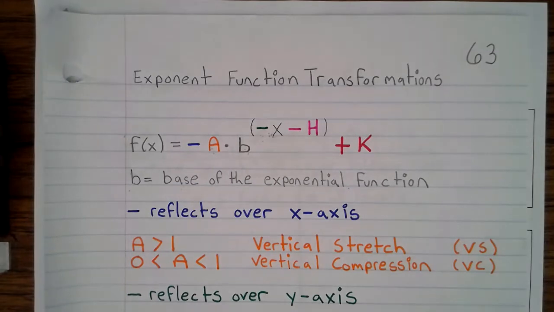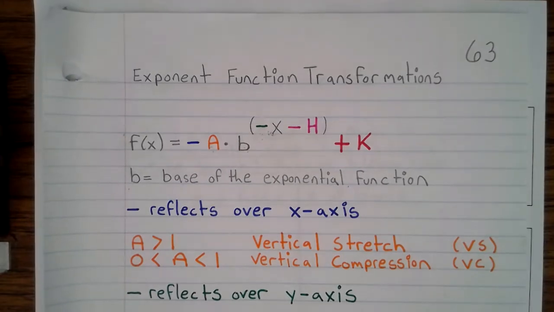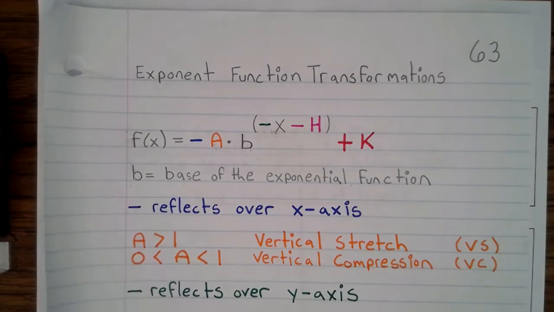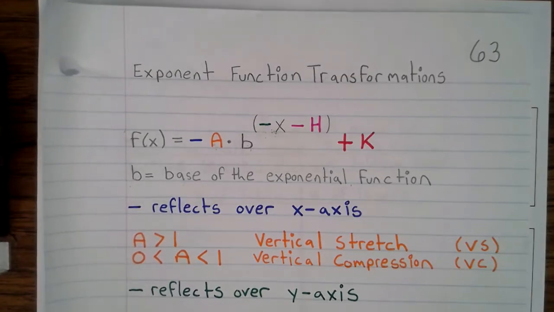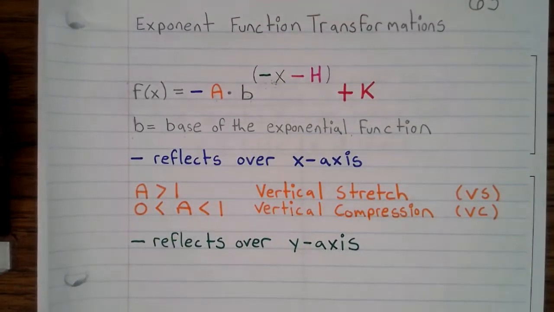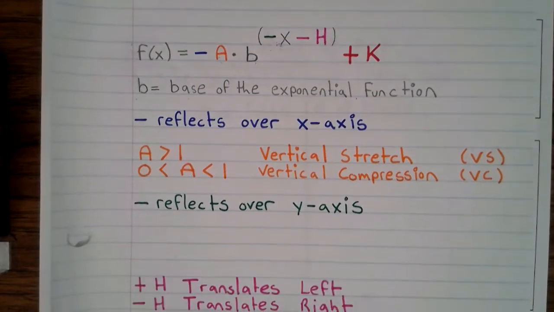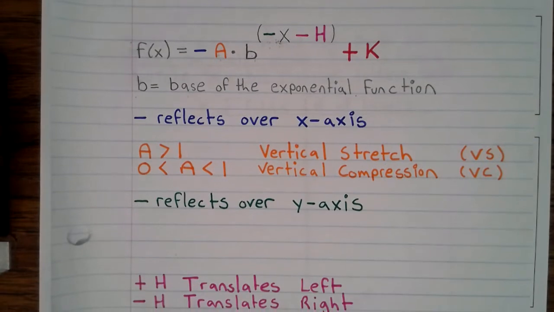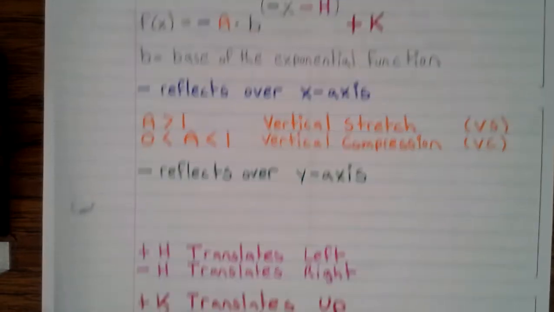f(x) = -a · b^(-(x - h)) + k, where b is the base of the exponential function. The negative in front of the a reflects over the x-axis. When a is greater than 1, it's a vertical stretch. When a is greater than 0 but less than 1, it's a vertical compression. When the negative is in front of the x inside the parentheses, it reflects over the y-axis.